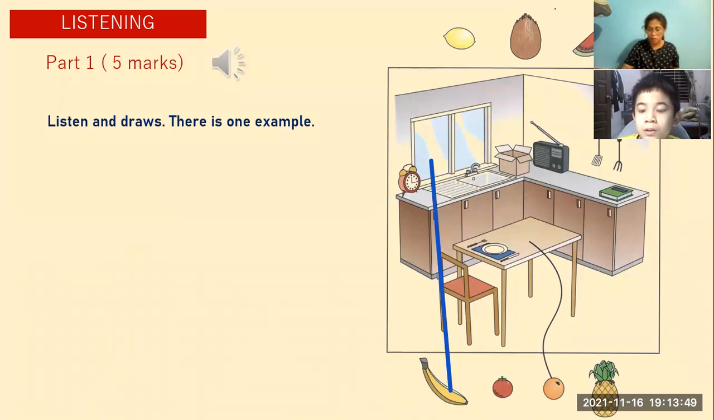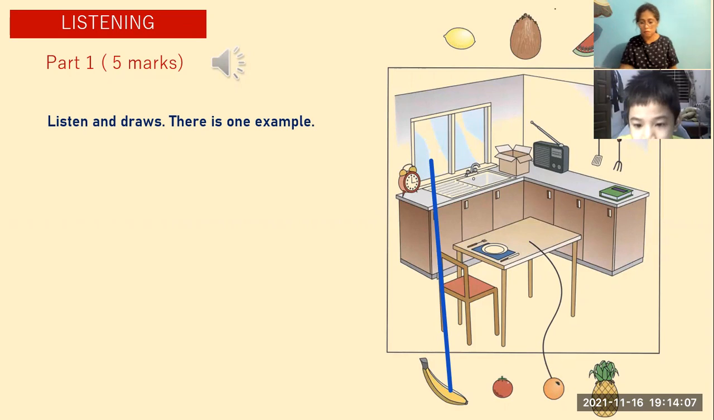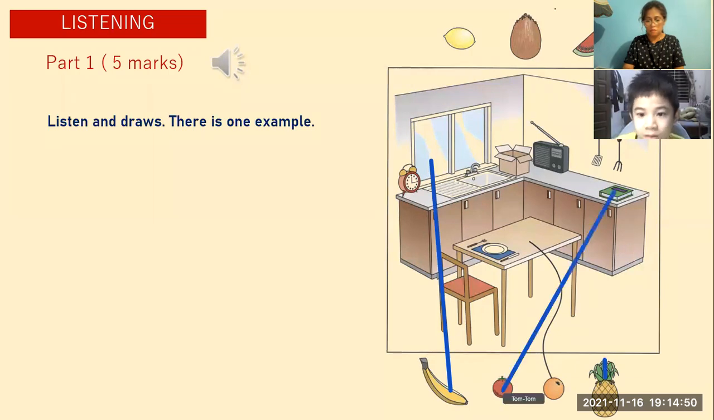1. The banana is in front of the window. Sorry? The banana is in front of the window. Two. The pineapple is next to the clock. Where? The pineapple is next to the clock. Three. The watermelon is in the box. Pardon? What's in the box? The watermelon. Four. The lemon is between the radio and the book. Where? Between the radio and the book. Five. The coconut is on the chair. Where's the coconut? On the chair.